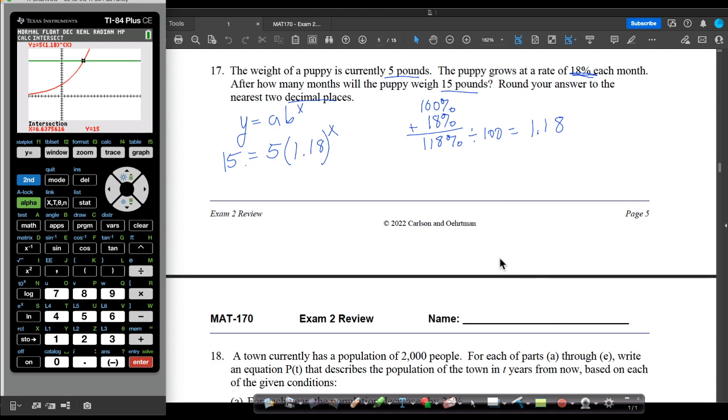So we would say that x equals 6.64 months. The puppy's going to be 15 pounds. All right, very good. That's 17.